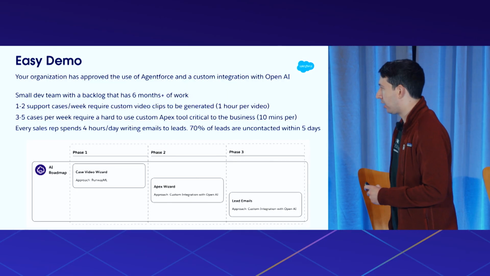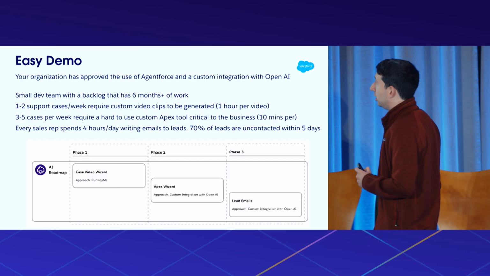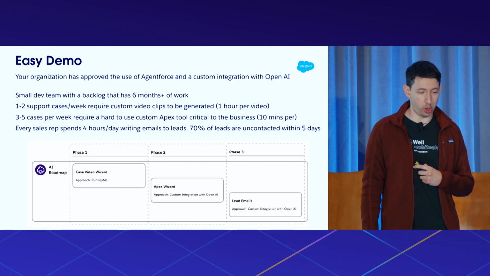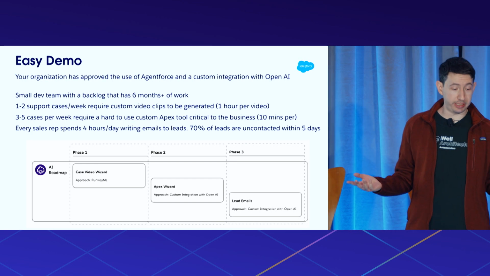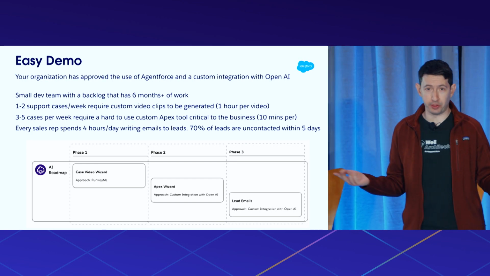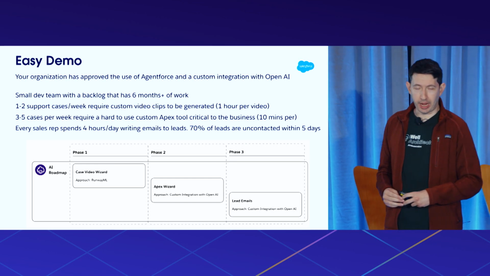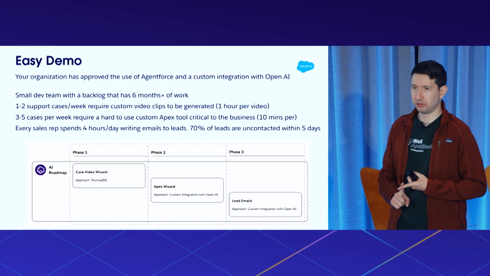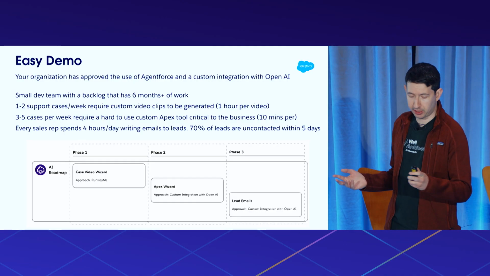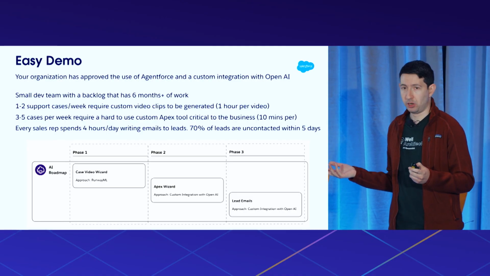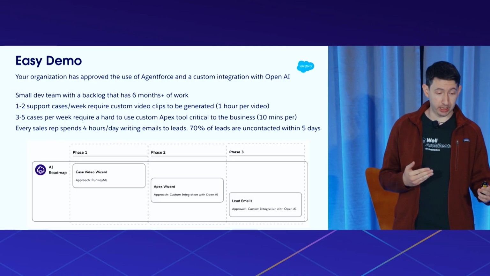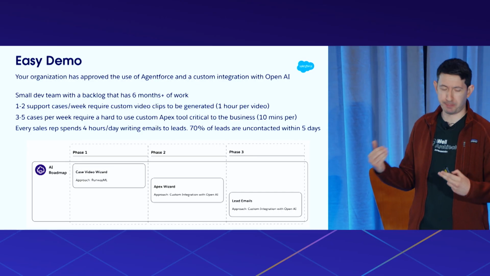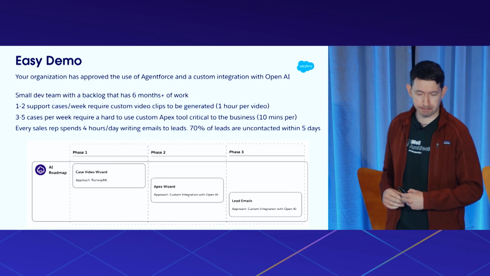All right, let's talk about architecting an easy solution here. So we have approved the use of Agentforce and a custom integration with OpenAI. We have a small dev team that has about 6 months worth of work in their backlog. And we have a couple problems we're trying to solve. We're getting about 1 to 2 support cases a week, requiring a custom video clip to be generated. It's about an hour per video. Right, we also have 3 to 5 cases per week that require a hard-to-use custom Apex tool critical to the business. Takes about 10 minutes per case.